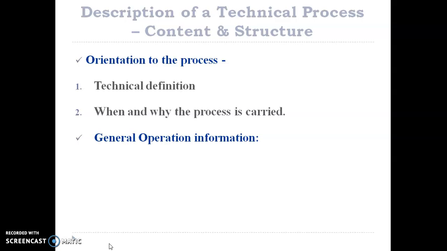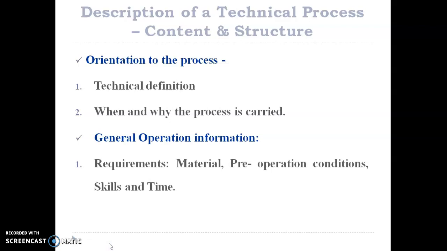Then moving on to the next section of technical description, that is general operation information. To carry out a process, there are certain conditions or preconditions required to be fulfilled. So those pre-required conditions are what we provide information about in general operation information, like material requirements, pre-operation conditions, or the skills that a person carrying out that particular process needs to have, and the time that is required to complete that particular process. So this is the general operation information that one needs to provide in a technical process description.